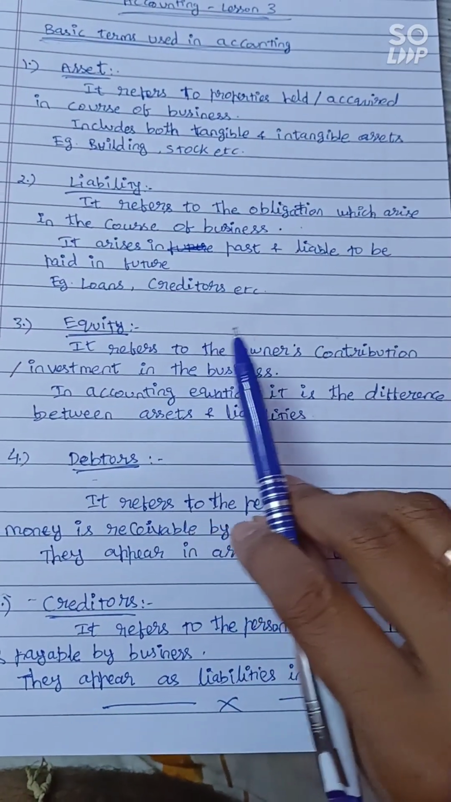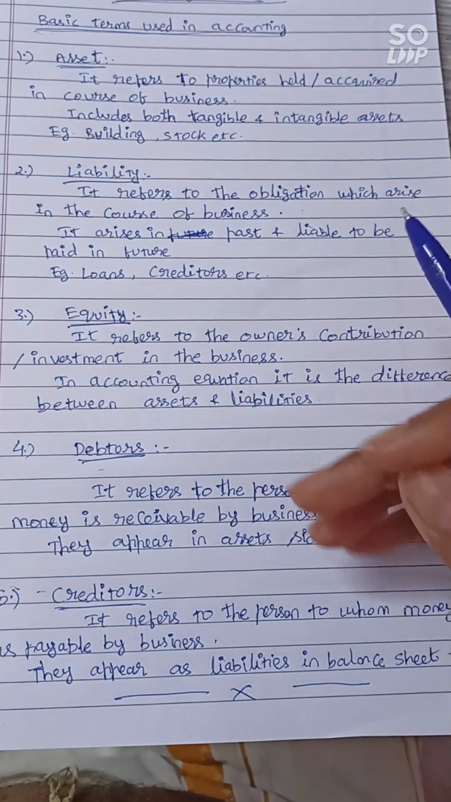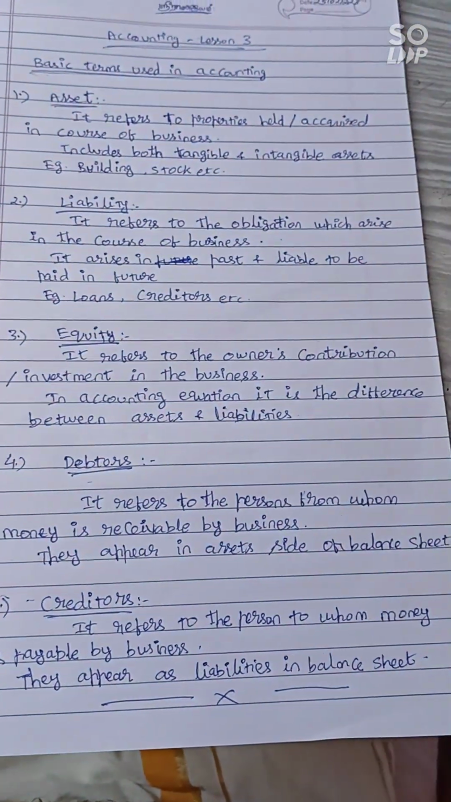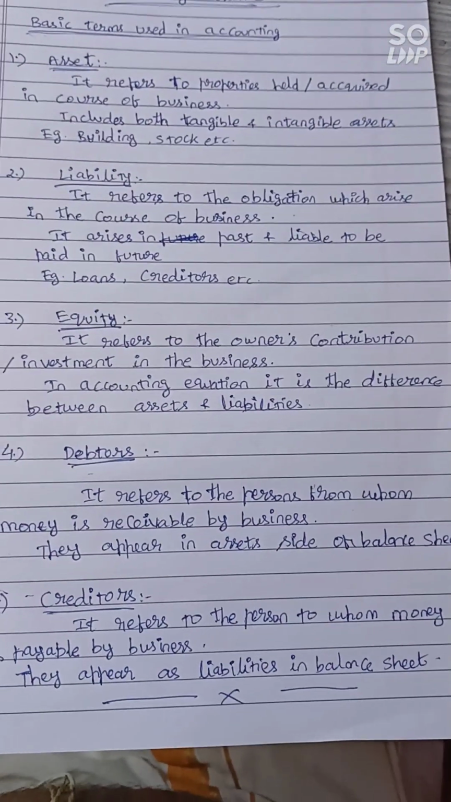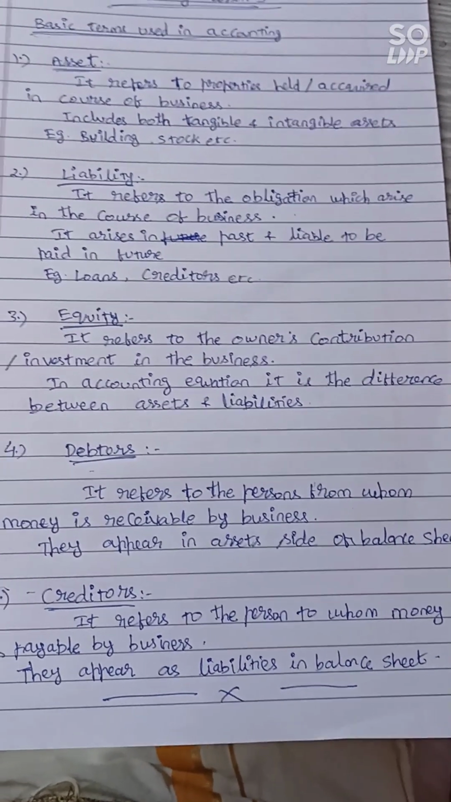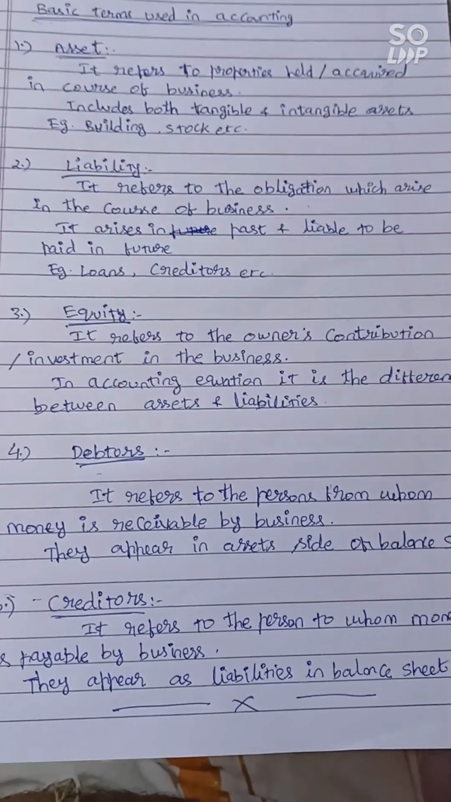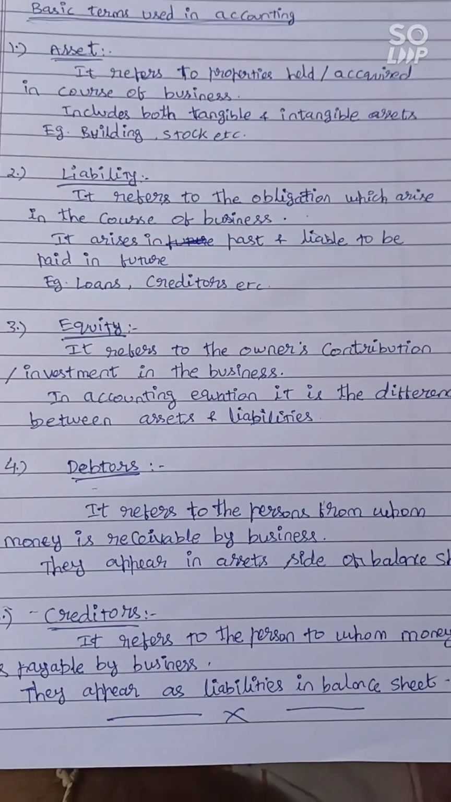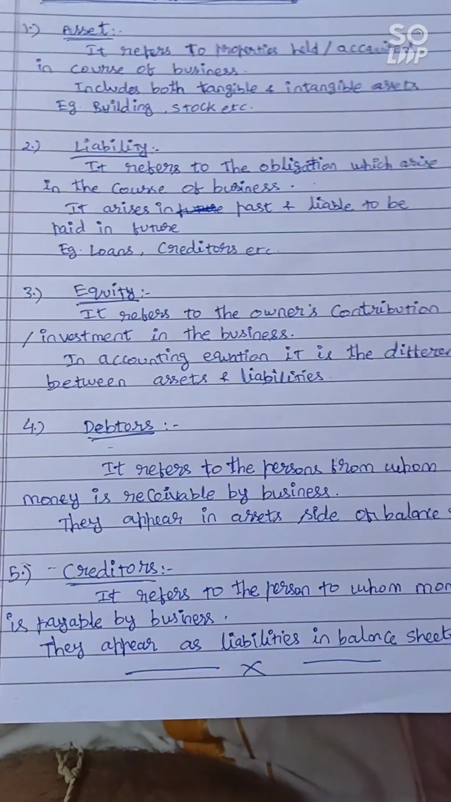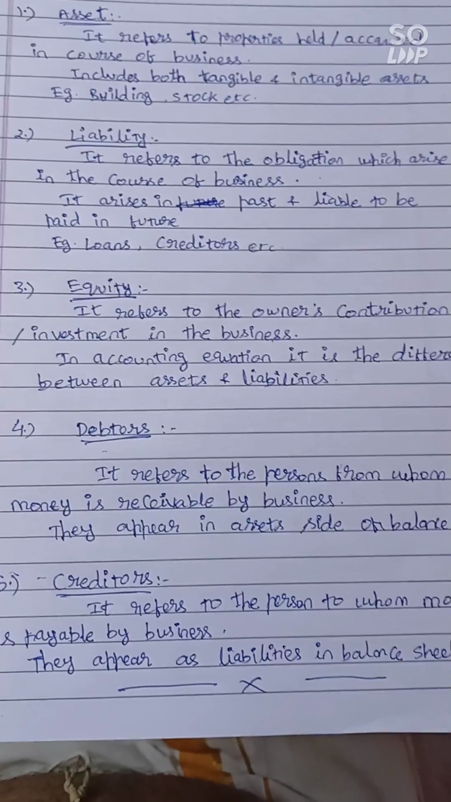Third one is equity. Equity refers to the owner's contribution or investment in the business, that is, the amount of money put in the business. To start a business, the owner should contribute or invest some money. This money is termed as capital or equity. Equity is otherwise called capital. In the accounting equation, it is the difference between assets and liabilities. Capital can be expressed as assets minus liabilities.